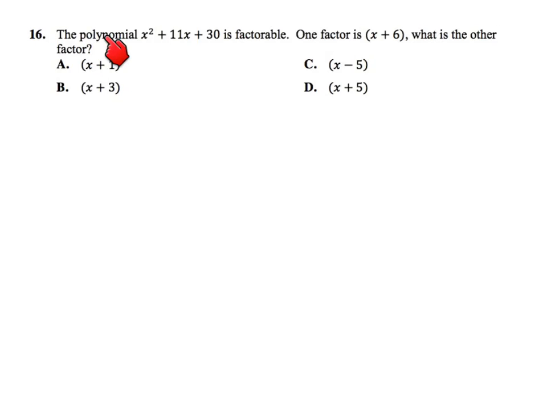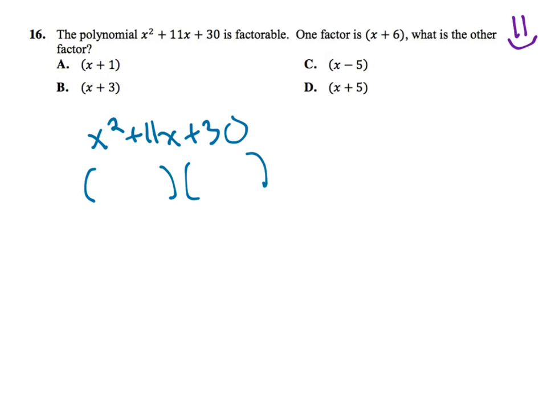Number 16, the polynomial is factorable. Good to know. One factor is x plus 6. What's the other factor? Really? They made this one really easy for us. So there's my original polynomial, x squared plus 11x plus 30. And I'm going to factor it into two binomials. It gave us one of them, didn't it? x plus 6. So now all we need to figure out is what's going to be this binomial.